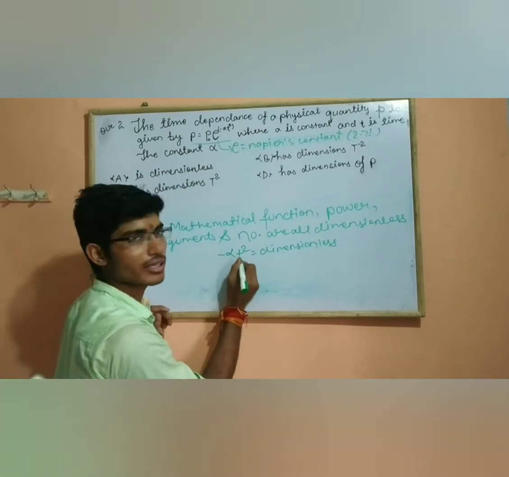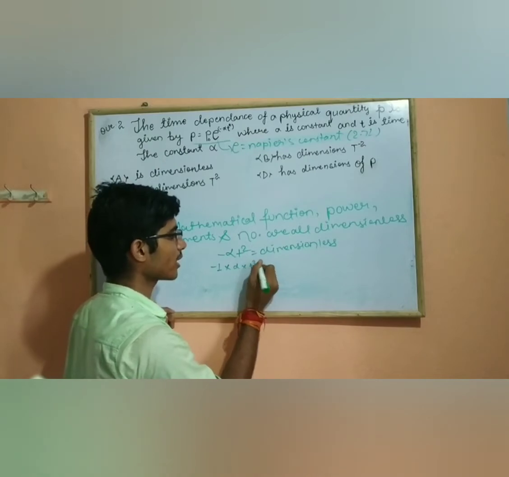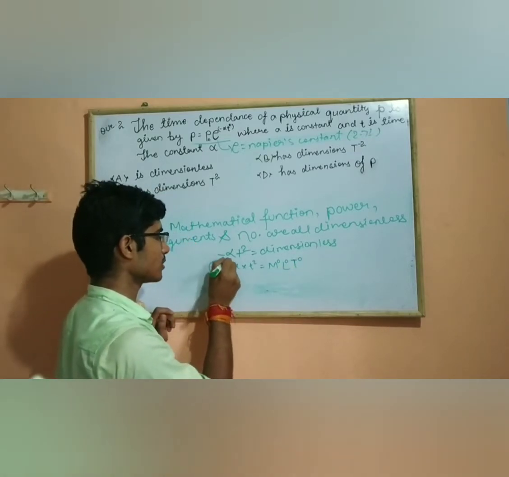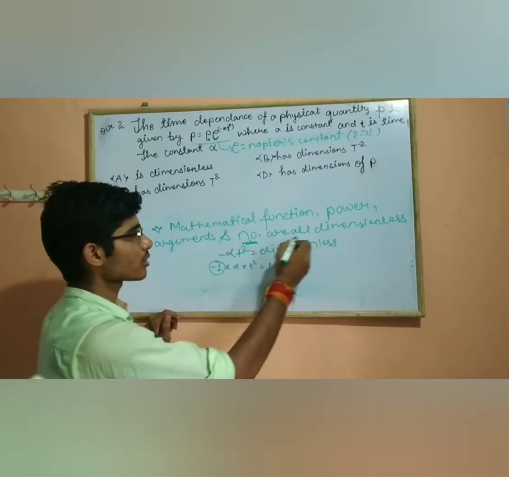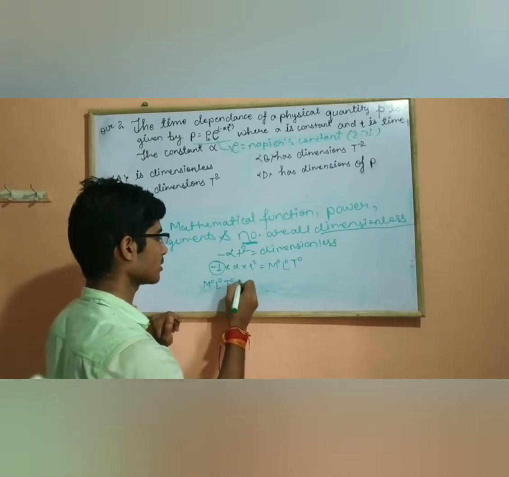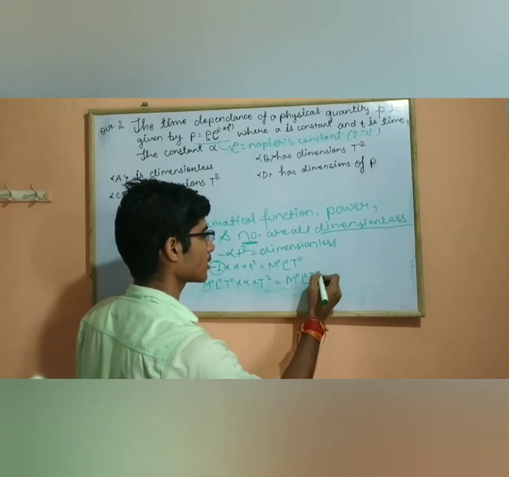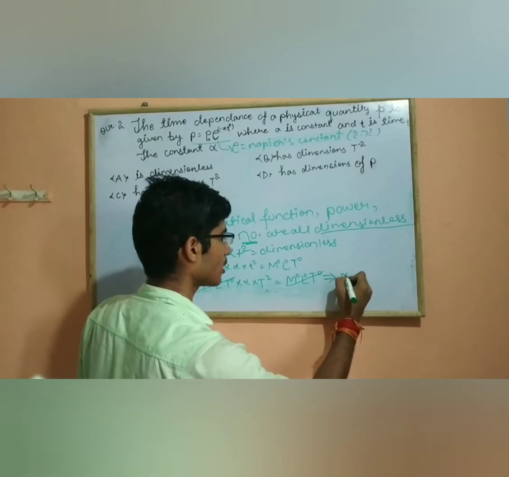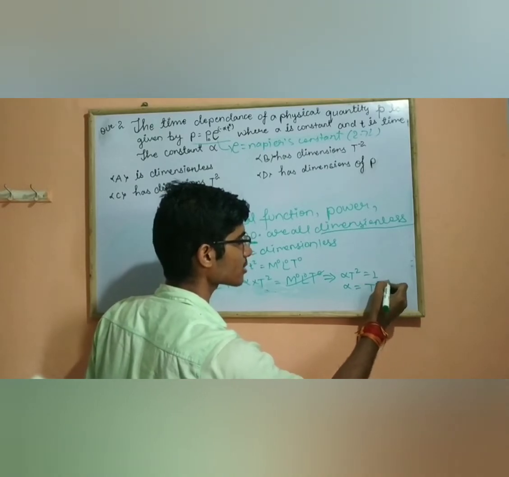If we write minus alpha t square properly, it will be -1 into alpha into t square, which must be m raised to power 0, l raised to power 0, t raised to power 0. Over here -1 is a number, so this would be dimensionless, and we can write its dimension formula like this: into alpha into t square equals m raised to power 0, l raised to power 0, t raised to power 0, and we can cancel this out, and we have alpha t square equals 1, so alpha should be t raised to power minus 2.